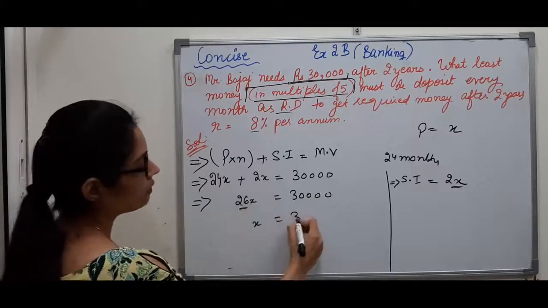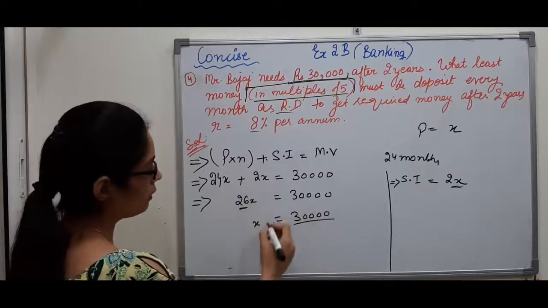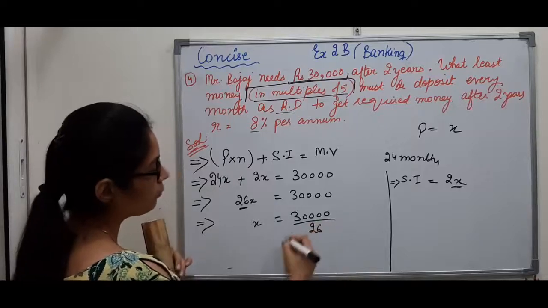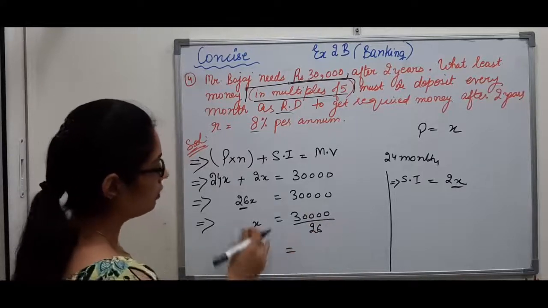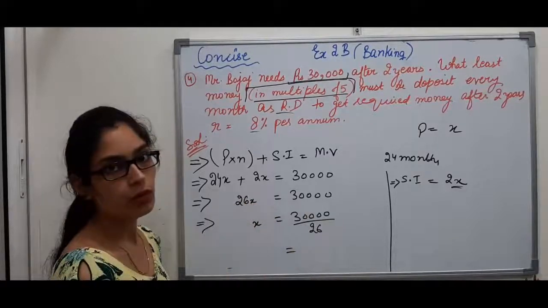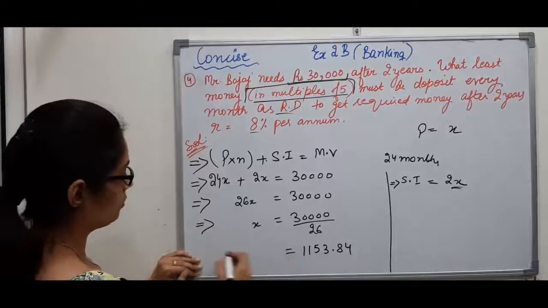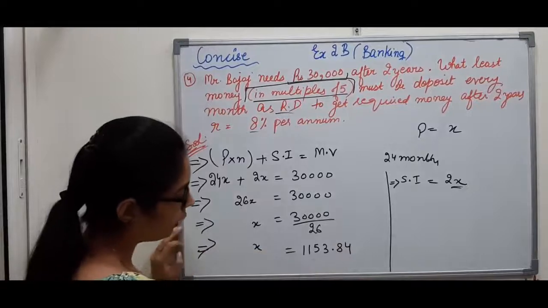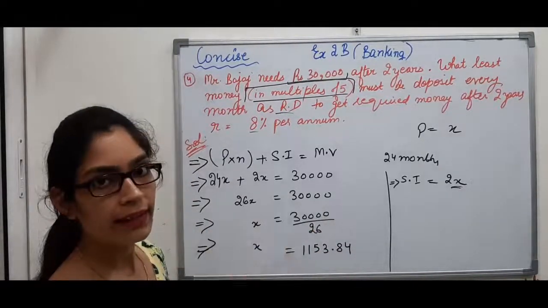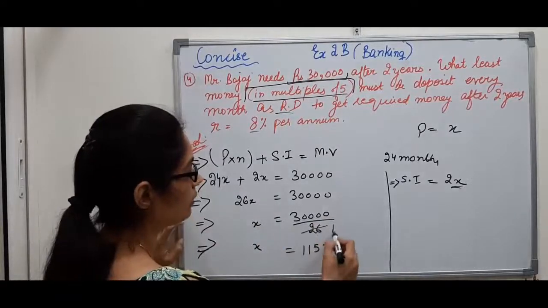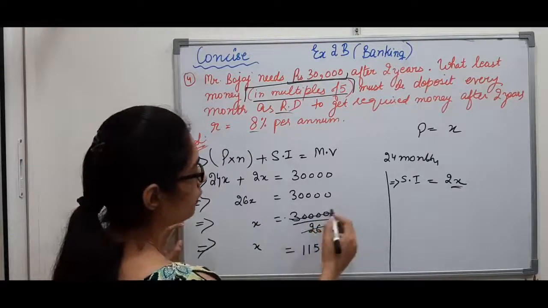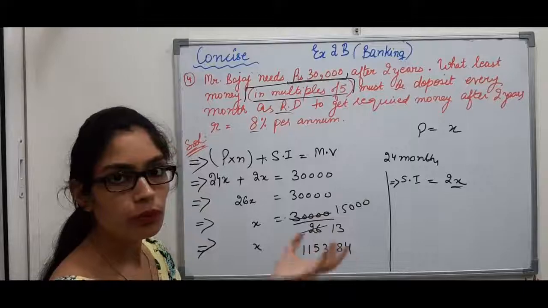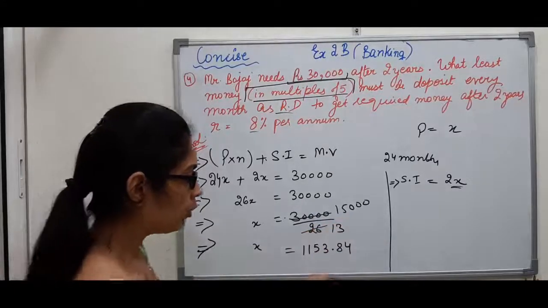Now I will shift this 26 to the other side in order to calculate the value of x. 26 is getting multiplied with x, so on shifting the side it will get divided into 30,000, because multiplication will change to division on shifting of sides. On dividing 30,000 by 26, I got something in points. If you want, you can do direct division. If you want, you can do cancellation also, like both are multiples of 2. Then 1, 5, 0, 0, 0. Then 13 you can divide. After you have done your division part, you will get this as your answer.